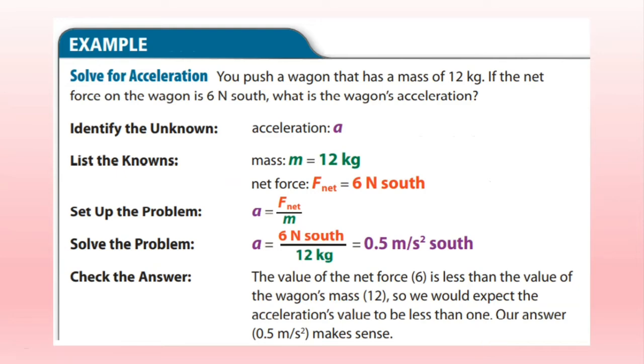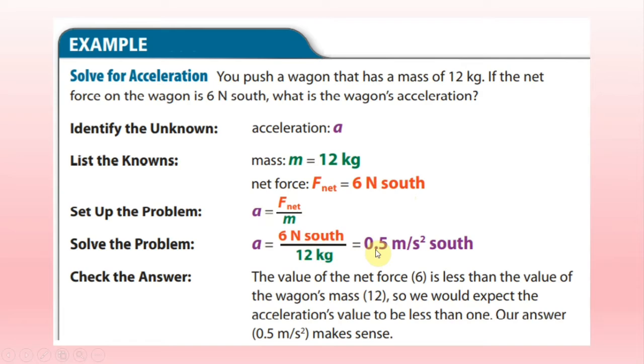Let's do an example problem. Solve for acceleration. You push a wagon that has a mass of 12 kilograms. If the net force on the wagon is 6 newtons south, what is the wagon's acceleration? Identify the unknown. What we need to find? The acceleration. List the knowns. What things do we know so far? We have the mass, that is 12 kilograms. We have the net force, 6 newtons south. So now we just need to apply the formula.